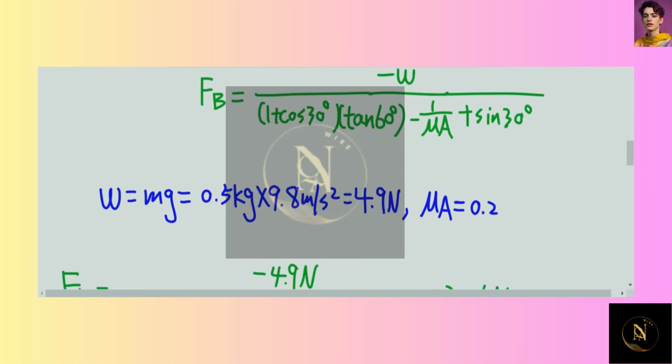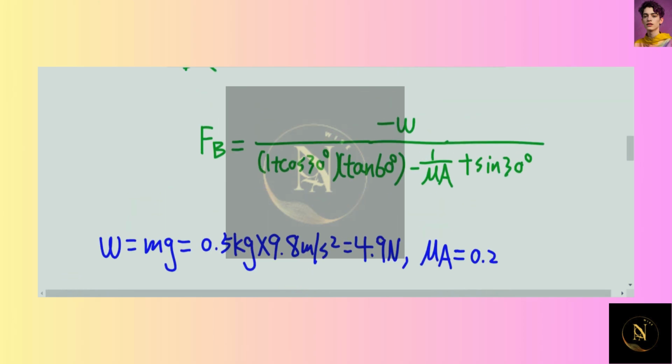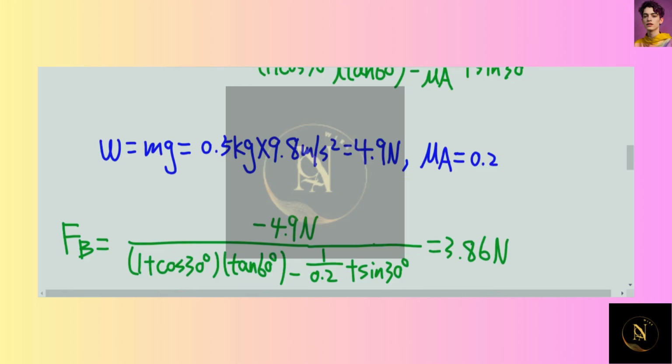We know the gravity of the ring is equal to mass times the acceleration of gravity, which is 0.5 kilograms times 9.8 meters per second squared, and this is equal to 4.9 Newton. And we know the coefficient of static friction at point A is 0.2. Now we can plug these values back into the equation. We'll have the friction at point B equal to 3.86 Newton.